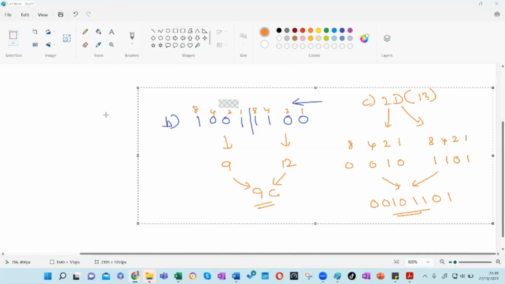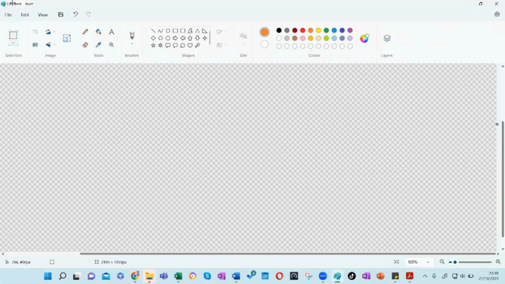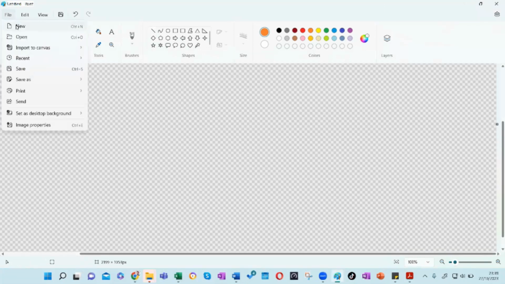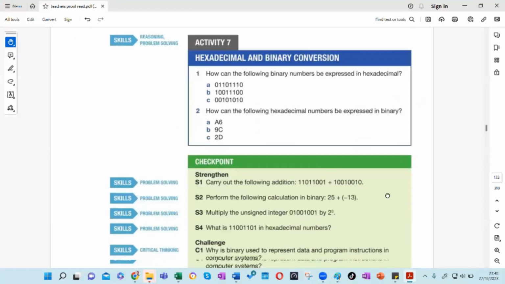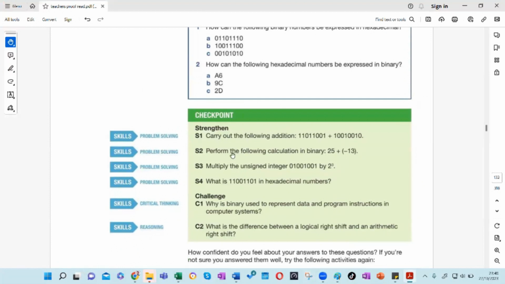Okay, finally, I'm going to take another one, a new one. This can come in the exam. I'm talking about this one. Perform the following calculation in binary: 25 plus minus 13.